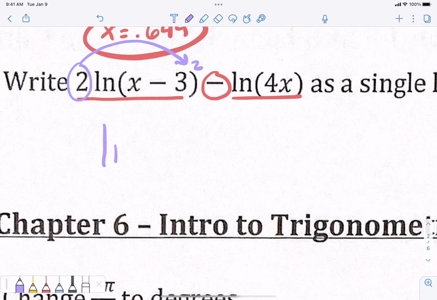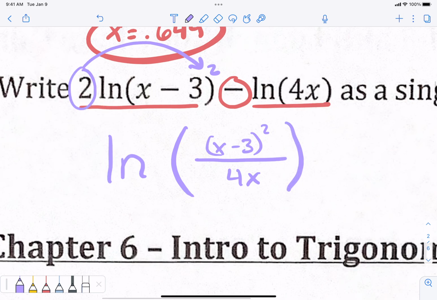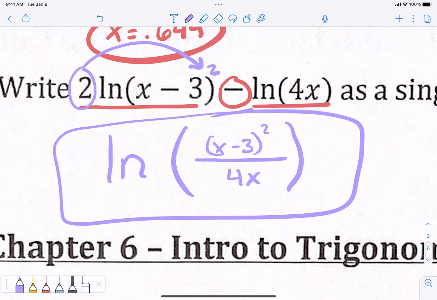All right, now we have 1 ln, and we have a bunch of junk behind it. This is a single logarithm, x minus 3 squared over 4x. Minus means divide, so we're putting it all together into one log, 1 ln, right? On the top goes x minus 3 squared. On the bottom goes 4x. Why did you get a squared? Because we moved the 2 to the back. The 2 in the front of the ln can move to the back of that one. All right? Make sense? Good answer. That's all we're going to do for that.